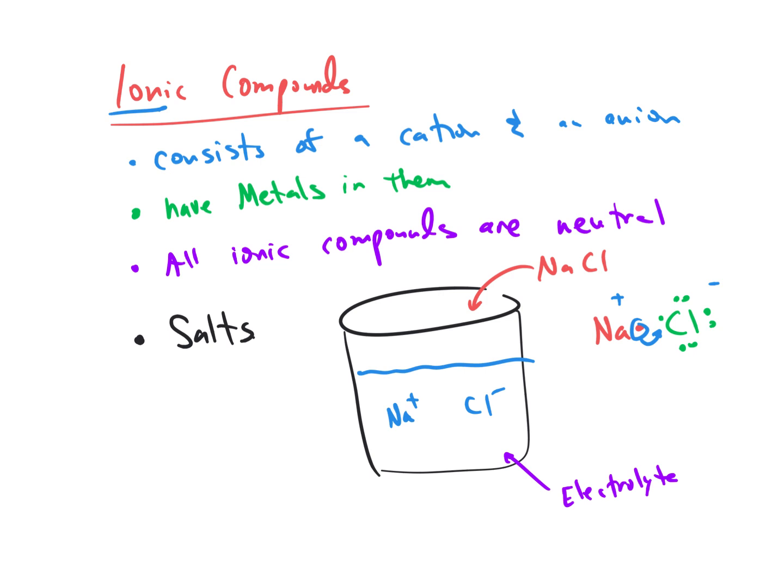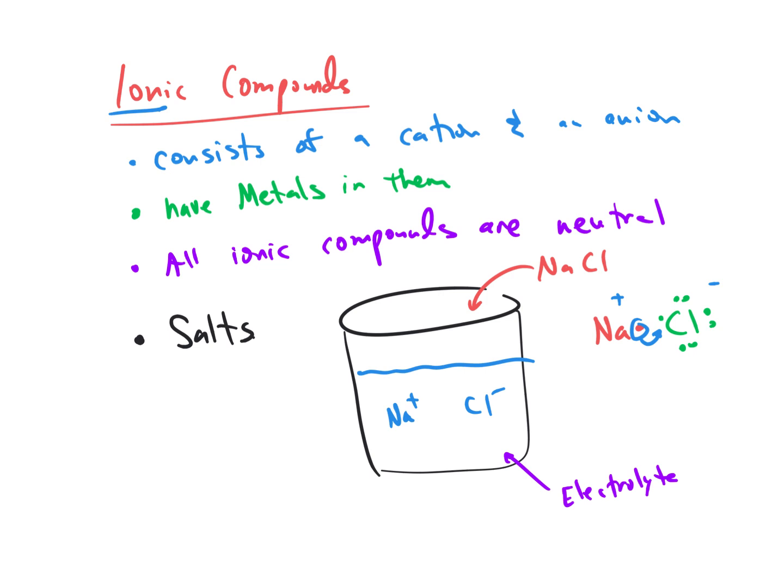If you want a healthier one, just have lemon water. Lemon water is an electrolyte, okay? Because lemon juice is an acid, and an acid is an ionic compound. It dissociates, okay? Don't worry about what I just said there. You don't have to know about acids yet, okay?